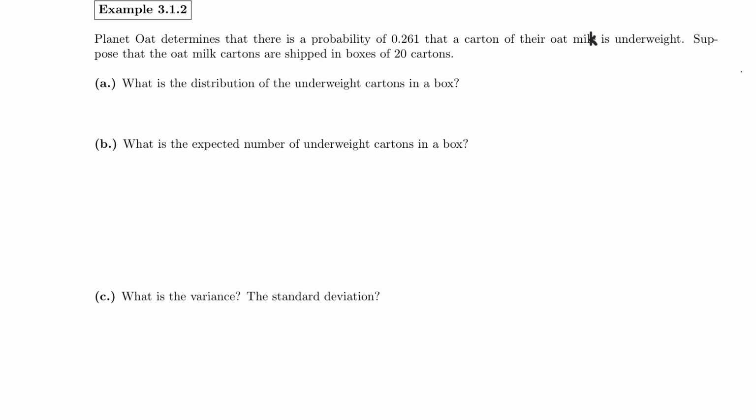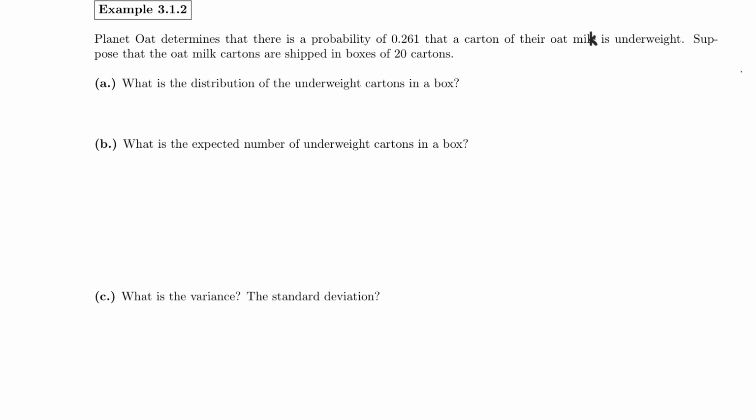For example 3.1.2, we're going to look at cartons of oat milk. I love Planet Oat milk, so you get Planet Oat milk as a problem. Planet Oat determines that there is a probability of 0.261 that a carton of their oat milk is underweight. Suppose that the oat milk cartons are shipped in boxes of 20 cartons. What is the distribution of the underweight cartons in a box?